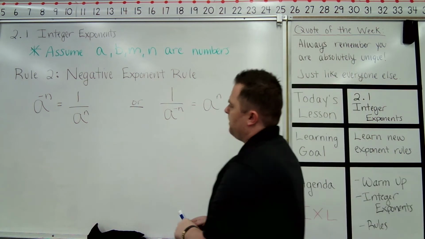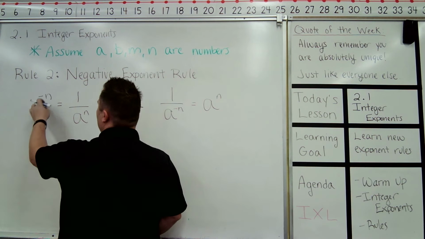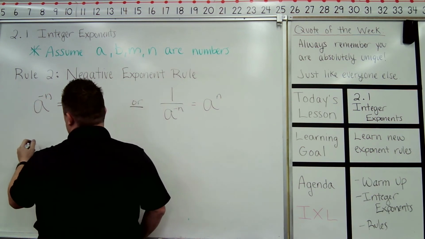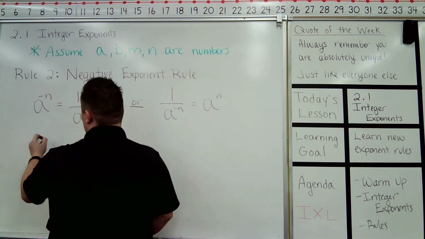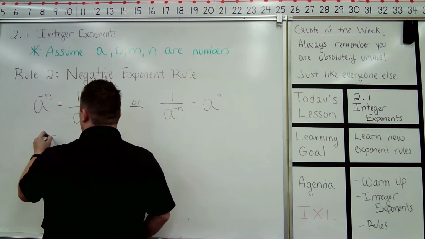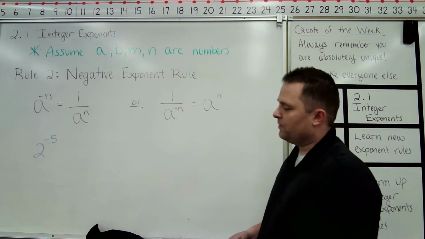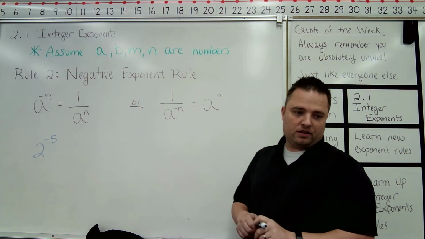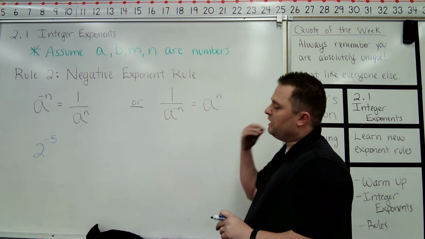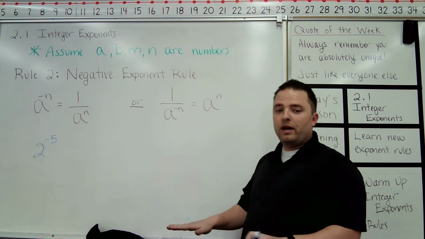Suppose we have something that looks like this, right? Some number to a negative exponent. This time we'll say 2 to the negative 5. The first thing that you see is the negative exponent, which means you need to pause. You need to say, okay, I need to rewrite it first. You have no way of solving it without it.